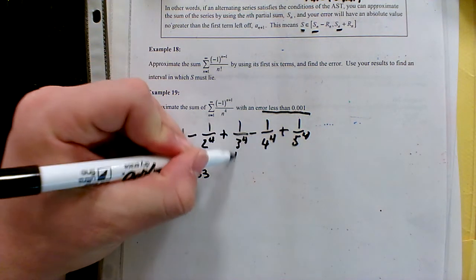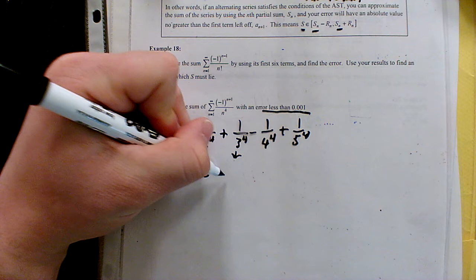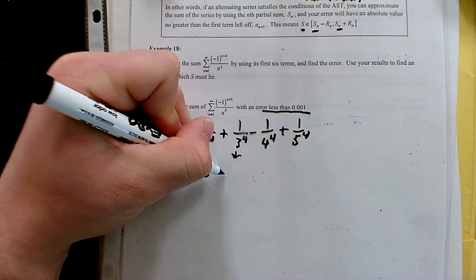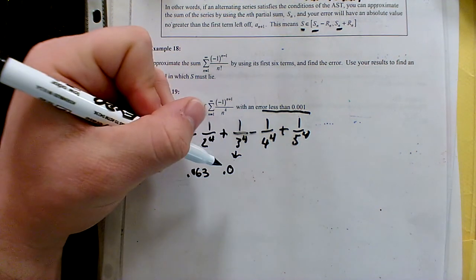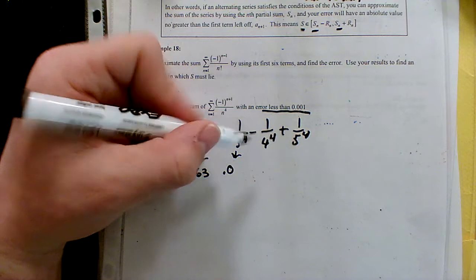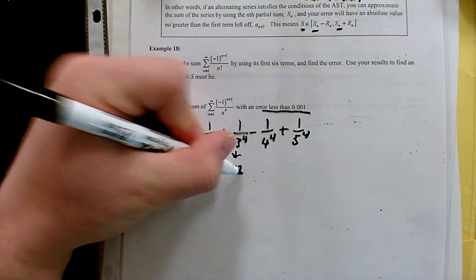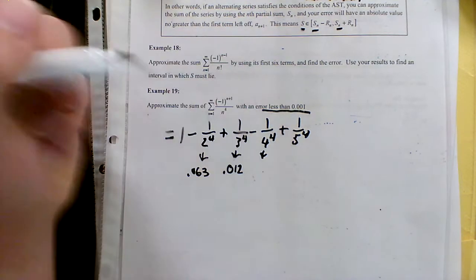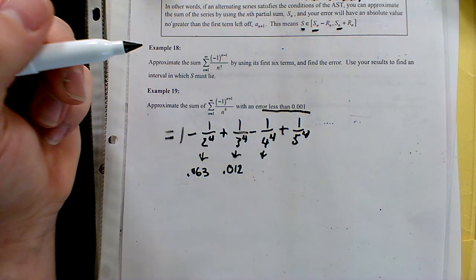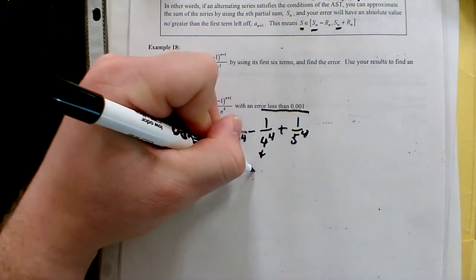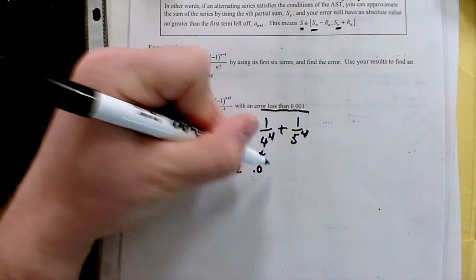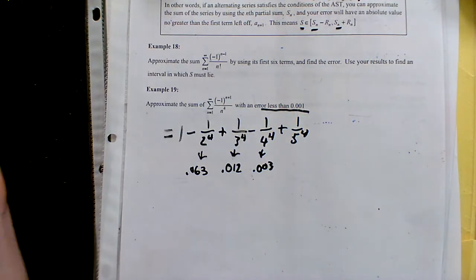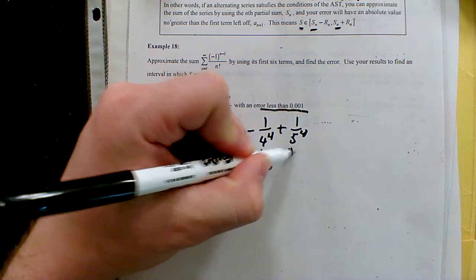1 over 3 to the 4th. Okay, so we got a little bit smaller. Let's keep going. Okay, so we're still getting smaller. Are we smaller than the 0.001 yet? Not yet. Let's go to the next term.